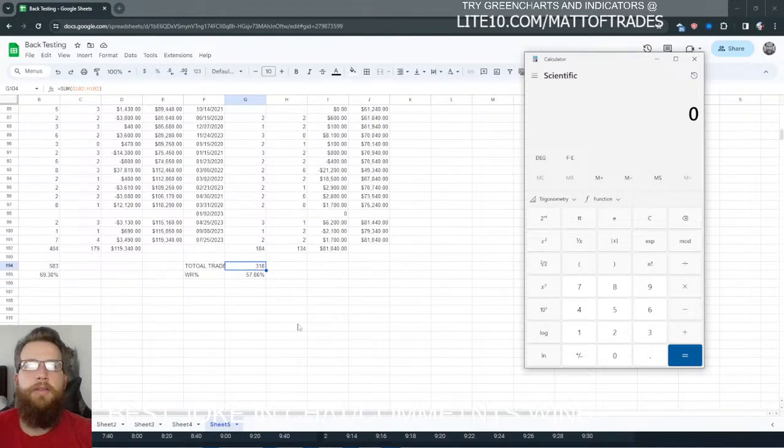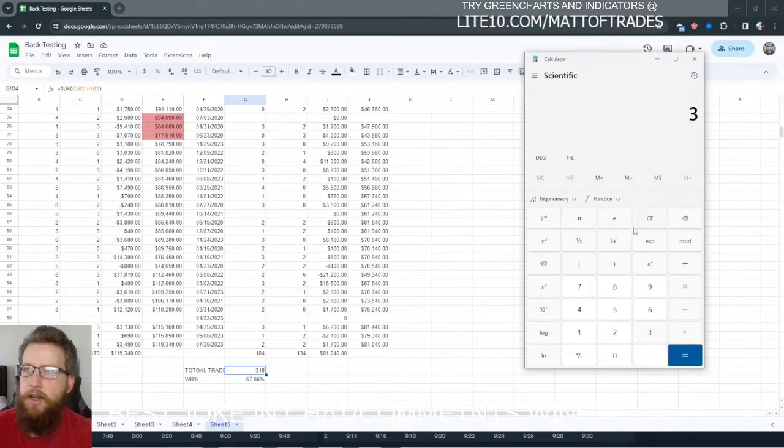Okay, so total number of trades 318 times 300. Yeah. So after we take into account the spread, we're actually losing money. Isn't that insane?